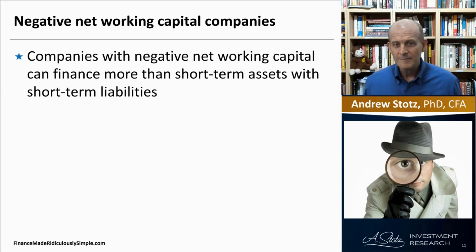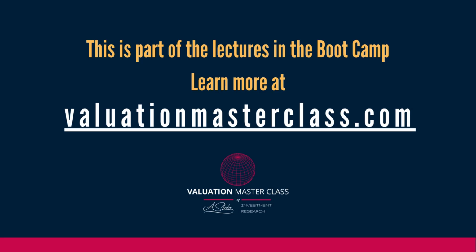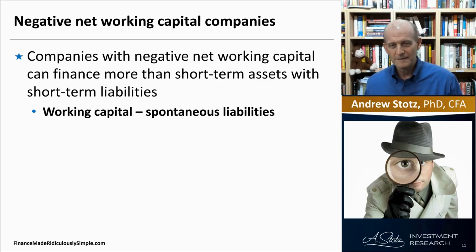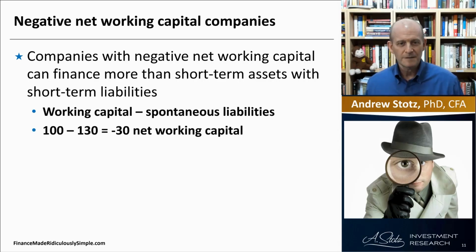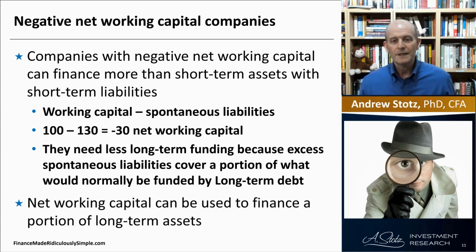It's less common, but companies with negative net working capital can finance more than short-term assets with short-term liabilities. So let's go back to our formula, the assets minus the liabilities here, and we can say 100 minus 130 equals negative net working capital. So they need less long-term funding because excess spontaneous liabilities cover a portion of what normally would be funded by long-term debt. Now, net working capital can be used to finance a portion of long-term assets.